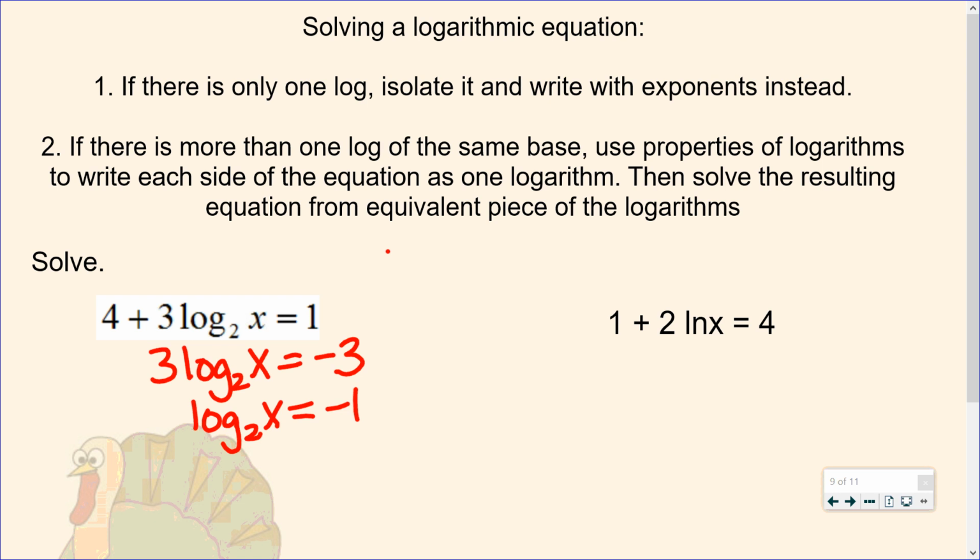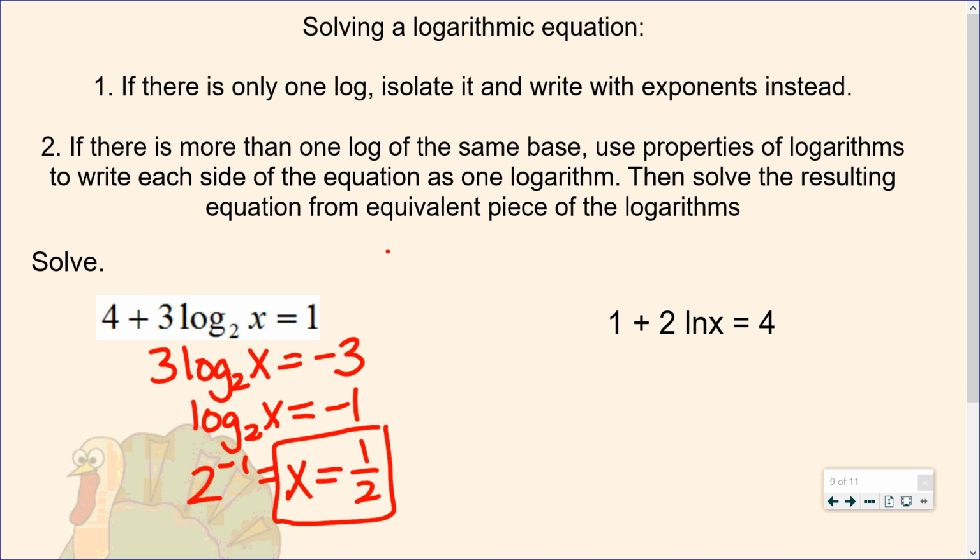So now that log is alone. There's nothing added, subtracted, multiplied, or divided by it. So at this point, you write the expression with powers instead of with logs. So what does it look like with powers? 2 to the negative first equals x. And actually, we're basically solved for x. Then 2 to the negative first is what? 1/2. That's our answer. Okay, which then again you can plug back in and check.